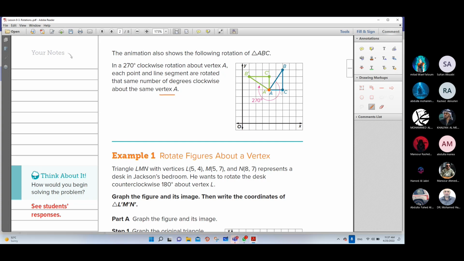You can do the same idea for AC. You will get A prime, C prime. And you can do the same idea for CB. You will get B prime, C prime. So this is the image.